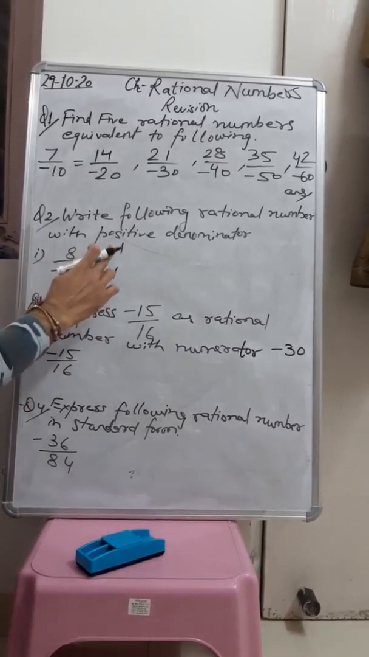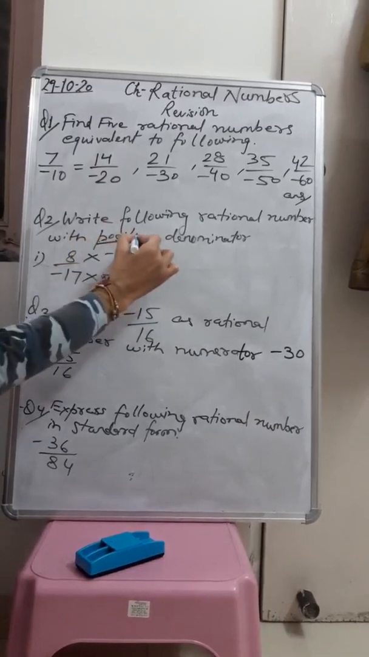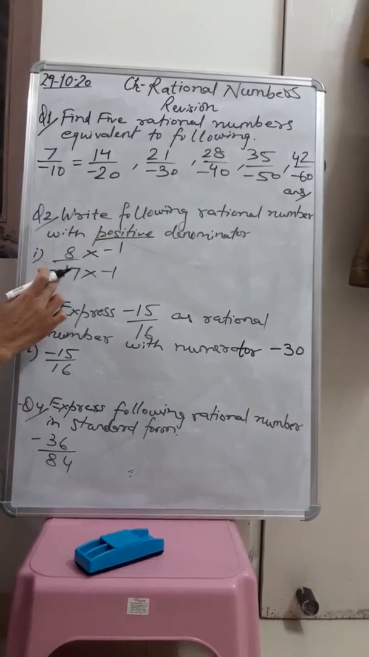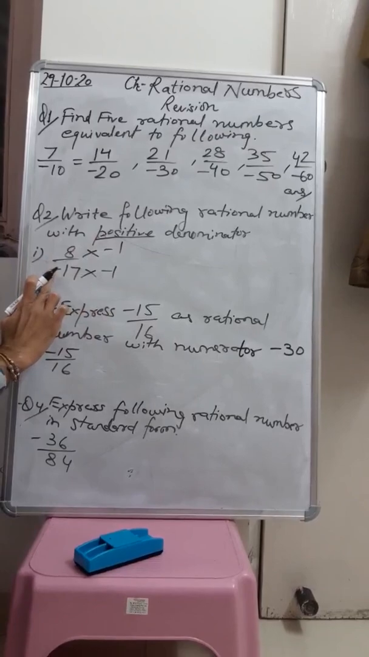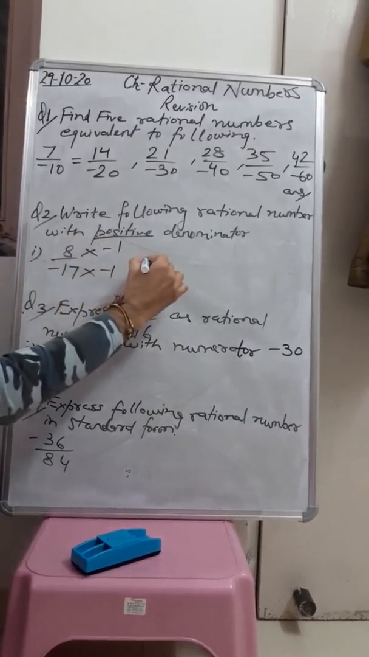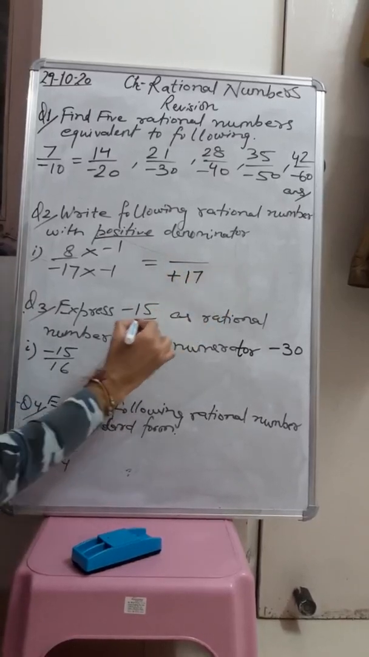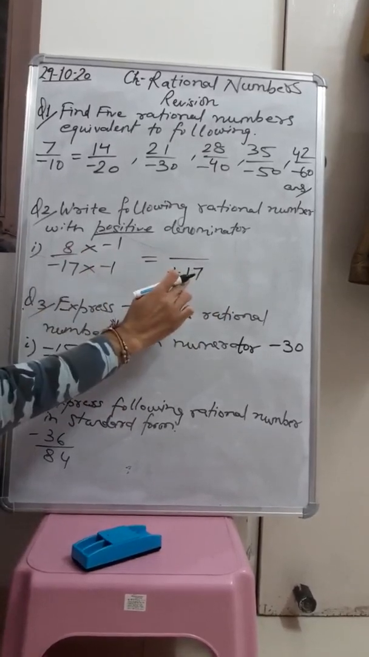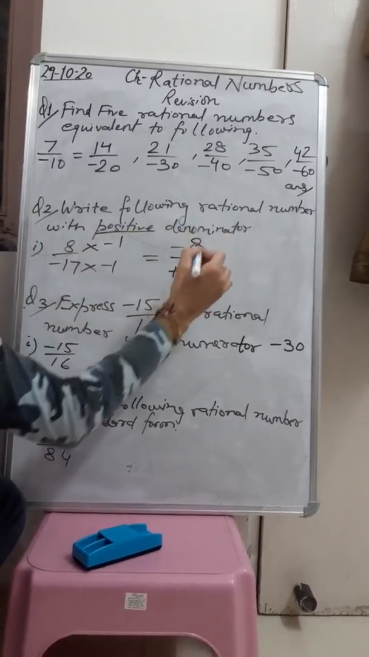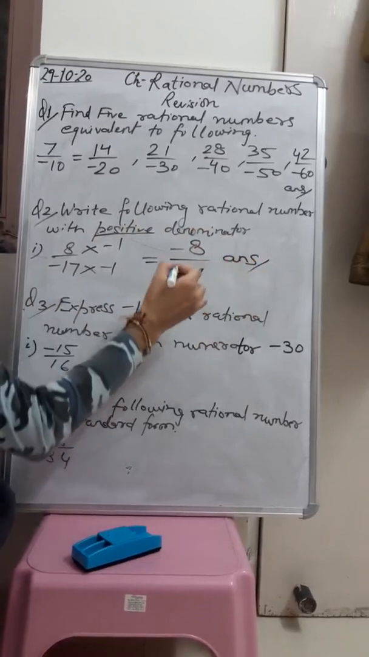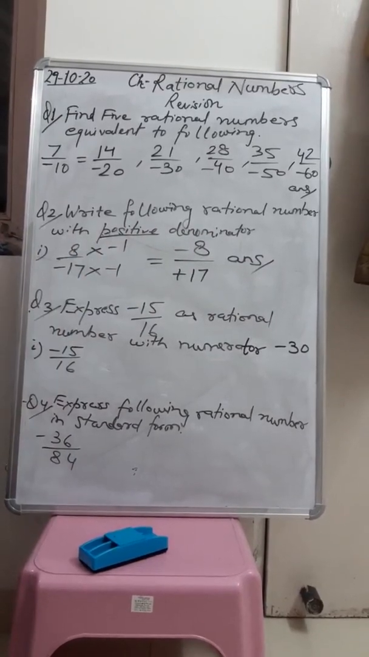Why we are multiplying with minus 1? Because here we have been asked to write down positive denominator, and here we have been given negative denominator. So to change a negative into positive, we have to multiply minus with minus. So when you multiply minus with minus, you get plus 17. That means the denominator has become plus 17, but the numerator will become minus 8. So this will be the answer, minus 8 upon plus 17. That is your positive denominator.